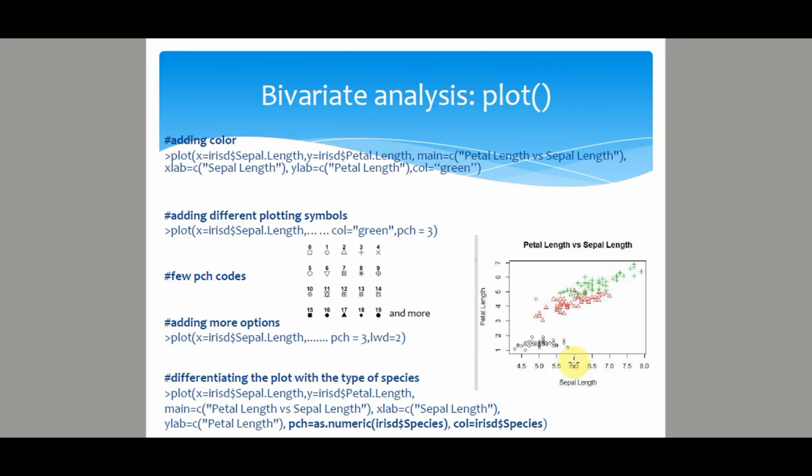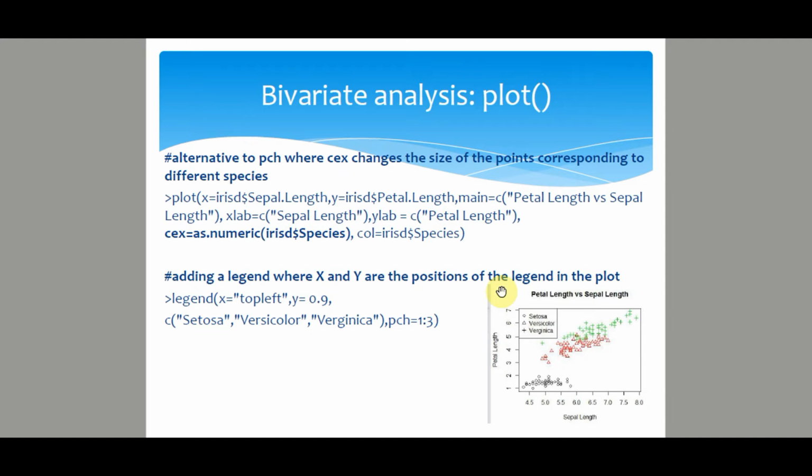Now, alternative to pch is the cex, where cex changes the size of the points corresponding to different species. However, both pch and cex work in numeric data type. Therefore, we have to convert it with as.numeric. To add a legend over the existing plot, type legend x is equal to top left and y, where x and y are the positions of the legend in the plot.